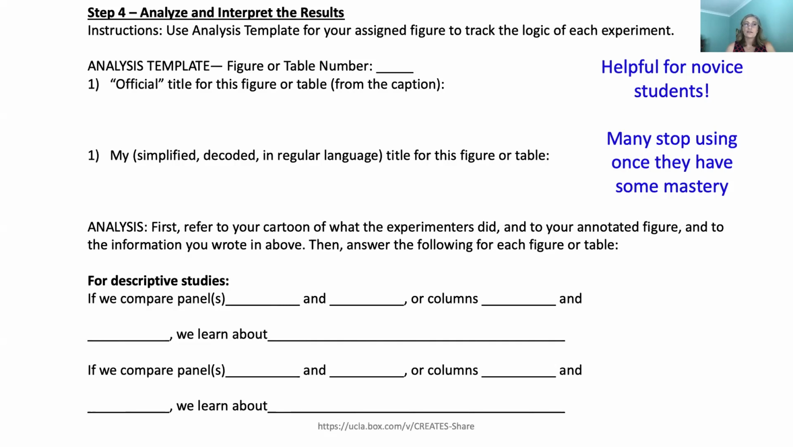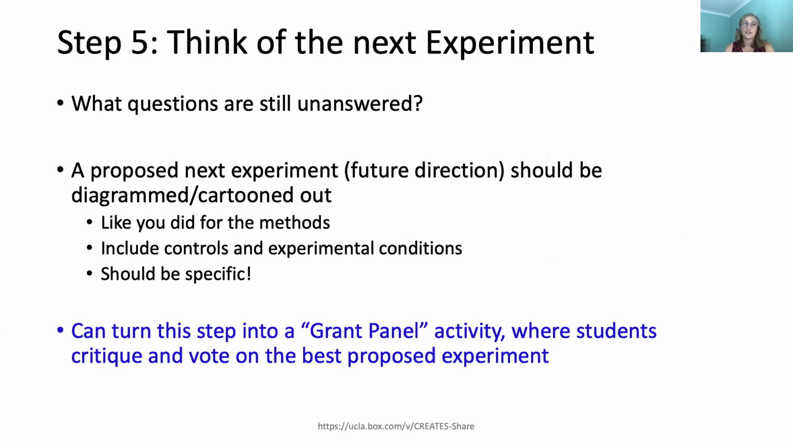All right. So the next step, and this is quite related to analyzing and interpreting the results: what are some questions that are still unanswered? So what's the next experiment? And part of this is often for the paper, the results of one experiment lead into the next experiment in the paper, right? So having the students identify which experiments lead to which next experiments, and then also think about what the overall questions are that are still unanswered.